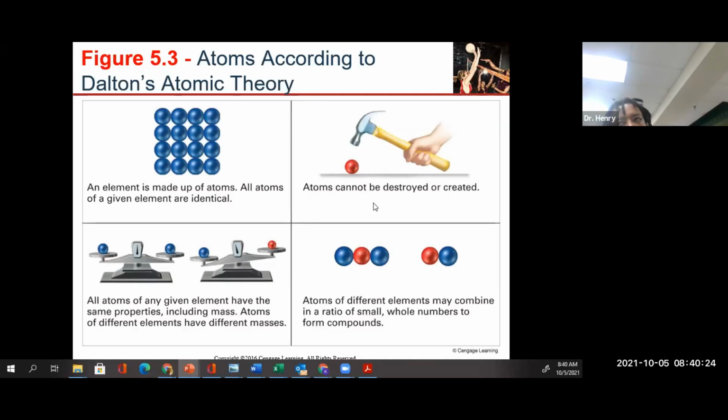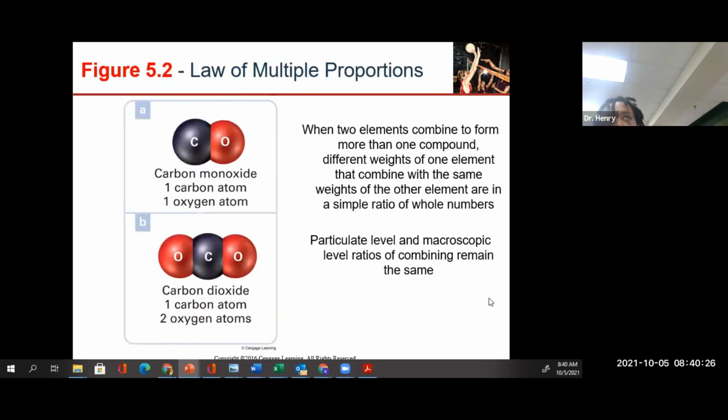So let's start out with that last one. So the law of multiple proportions basically says that when we combine two or more elements, those elements can make a compound. And then that compound is going to be based upon the ratio of each of those elements. So for instance, we have carbon monoxide. Carbon monoxide has one carbon and one oxygen, where carbon dioxide has one carbon and two oxygens.